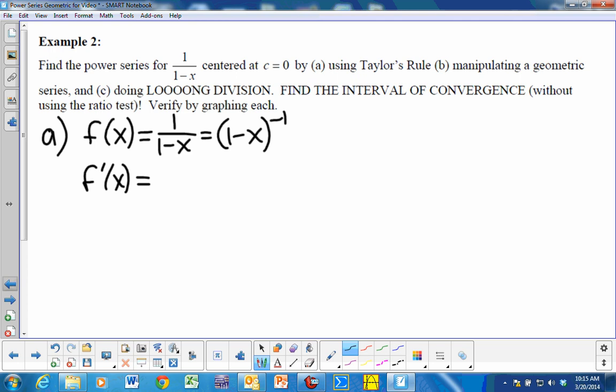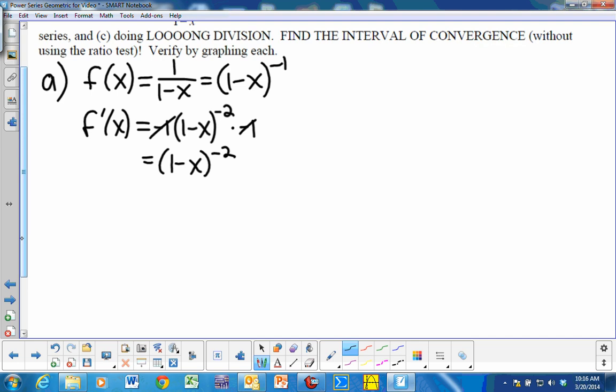So here, let's do the derivative. Looking at the way I made it as a power, you would have -1 times 1 minus x to the -2 times the derivative of the inside. Well, the derivative of the inside is just -1. So that's going to end up getting rid of this, and so I just get 1 minus x to the -2. So now let's do f double prime.